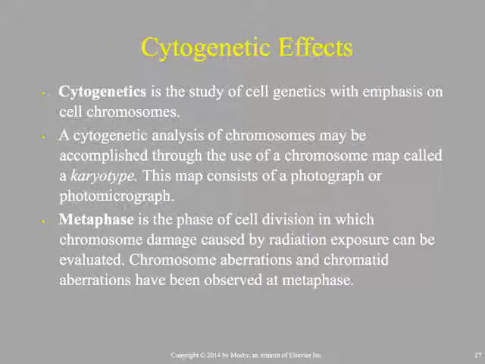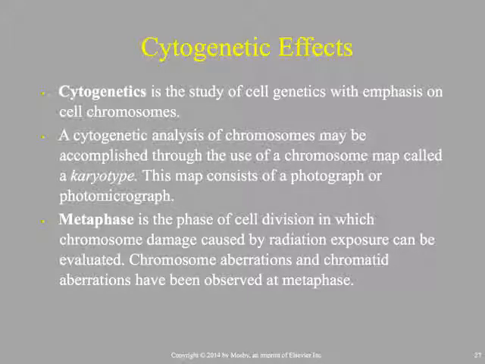Cytogenetic effects. Now we're talking about the chromosomes of these cells. Up until this point in the lecture, we've been talking just about damage to the entire cell that causes cell death. Now we're zooming in even closer, looking inside the cell nucleus at what happens after radiation exposure. What happens to those chromosomes? Cytogenetics is the study of cell genetics with an emphasis on the chromosomes.